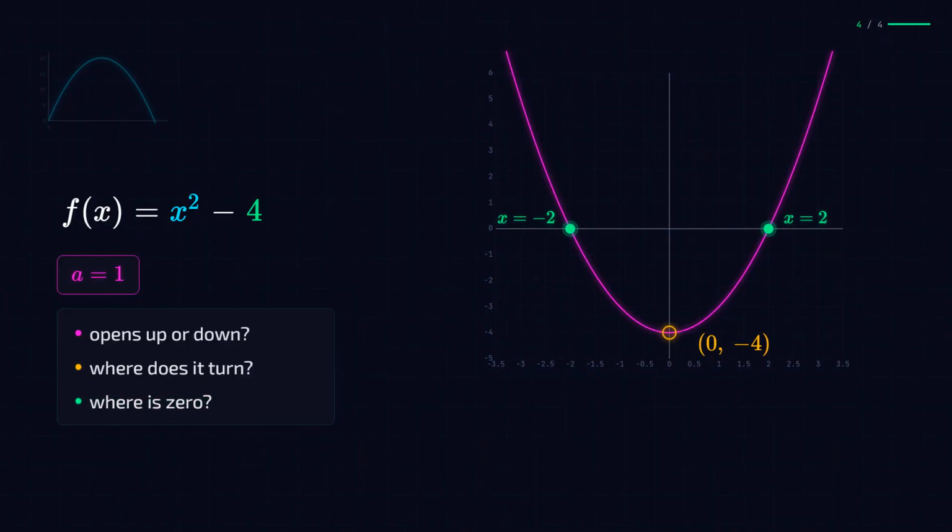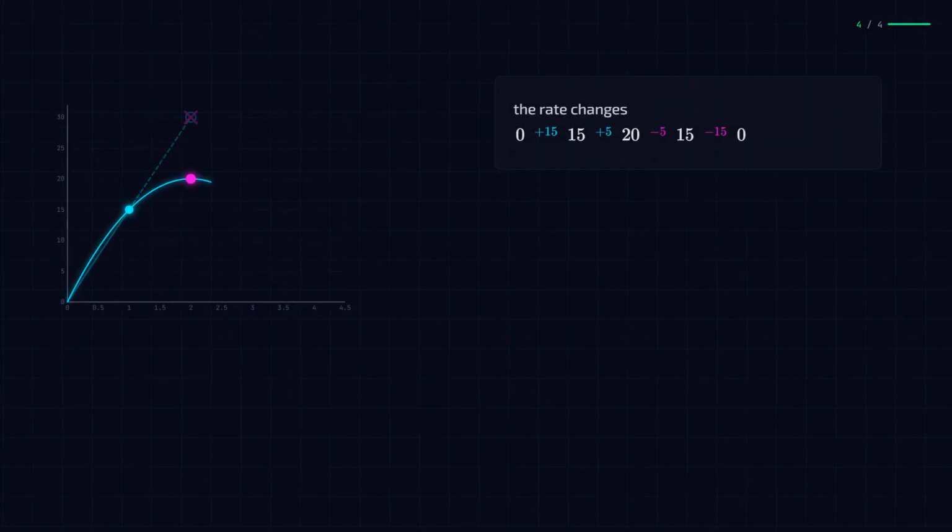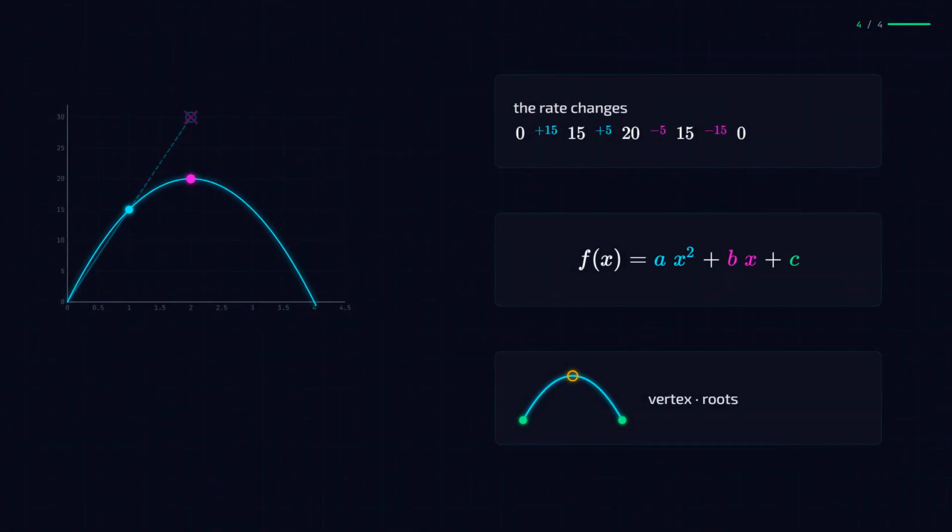Same 3 questions. Which way does it open? Where does it turn? Where does it cross 0? So that ball from the start? 15 meters, then only 20. And now you know exactly why.